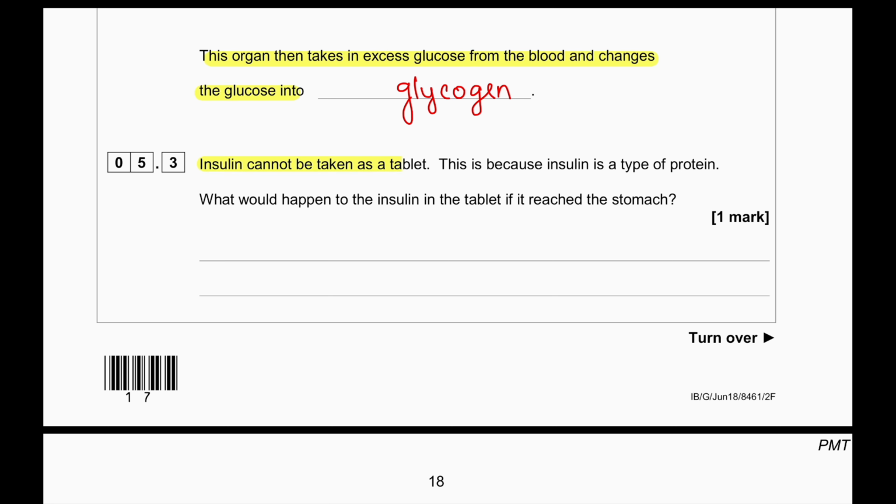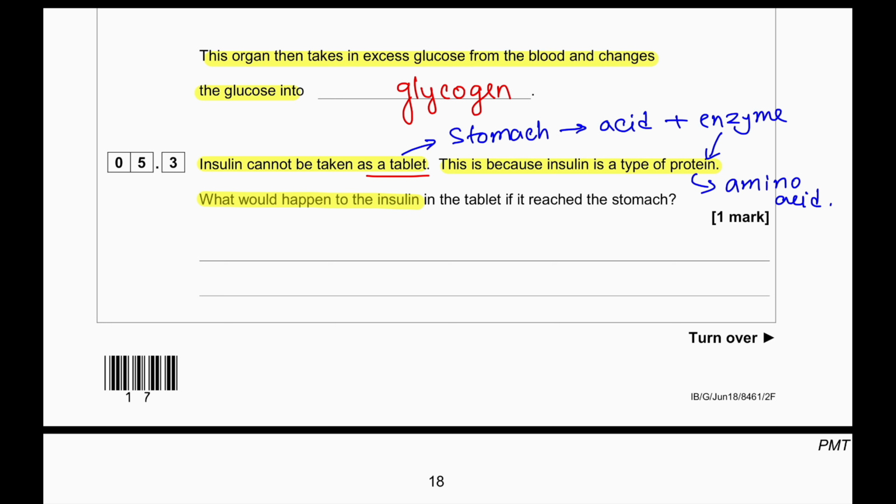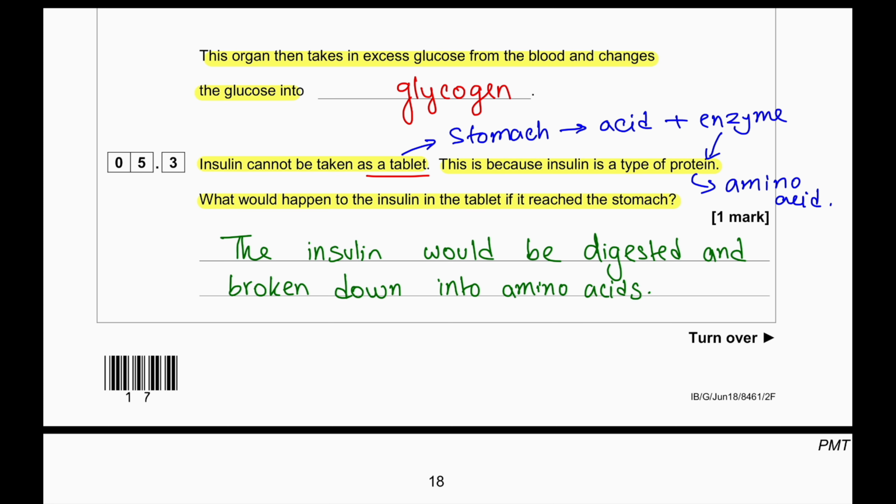Insulin cannot be taken as a tablet. This is because insulin is a type of protein. Anything that is taken as a tablet must be ingested and thereby it will go to the stomach. In the stomach, there are acid and also enzymes. And the enzyme will digest the protein, which will then convert it into amino acids. What would happen to the insulin in the tablet if it reached the stomach? So the insulin would be digested and broken down into amino acids.